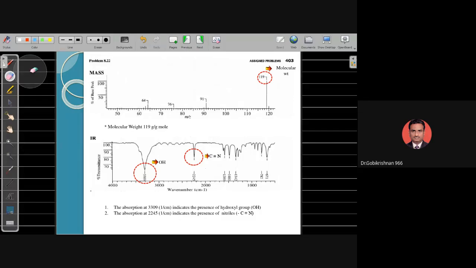Okay. The other day we were talking about how to get information from mass spectroscopy, IR, FTIR, C13 NMR and H1 NMR, and based on that information, how to identify a compound. We solved one problem. This is solving a problem only.